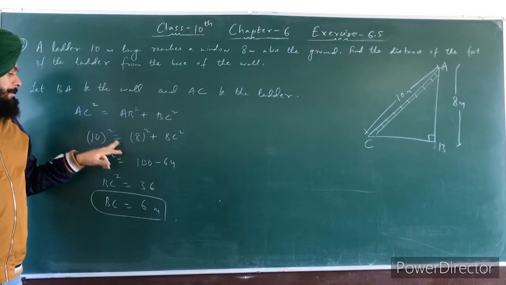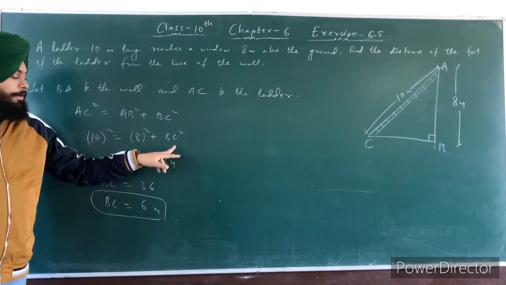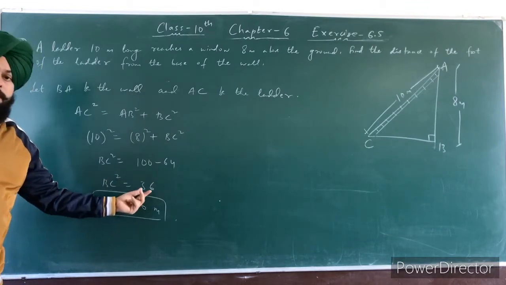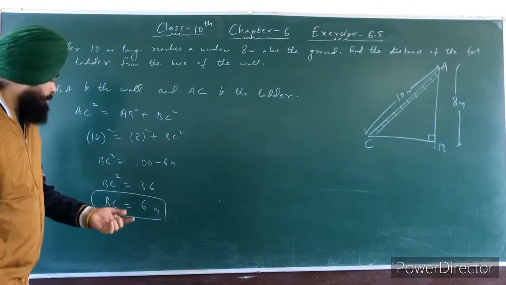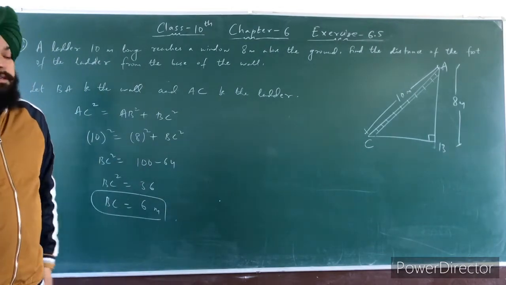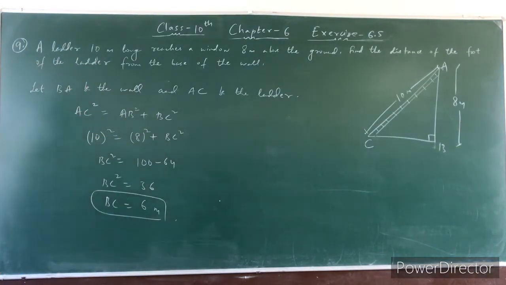So 10 square is 100, 8 square is 64. You want to convert: BC square is equal to 100 minus 64, it is 36. And 36 is a perfect square of which number? 6. So the length of BC is 6 meter. Alright. So this is your question number 9.